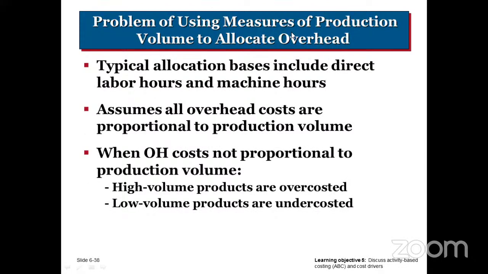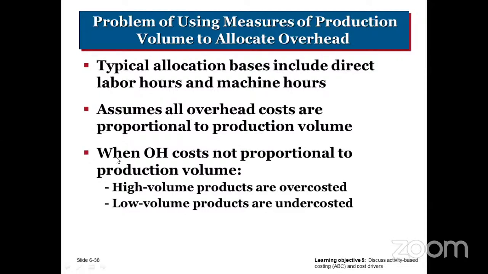Problem of using measures of production volume. That means this part is the volume problem in cost allocation. Typical allocation bases include direct labor hours and machine hours. These two are very common methods used in overhead allocation. They assume all overhead costs are proportionate to production volume. That means they always make the same assumption, that overhead costs are closely related to labor hours or machine hours.